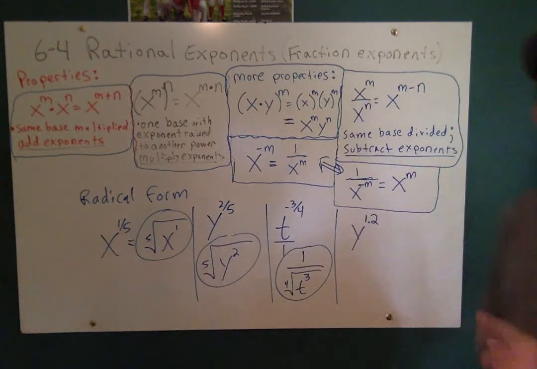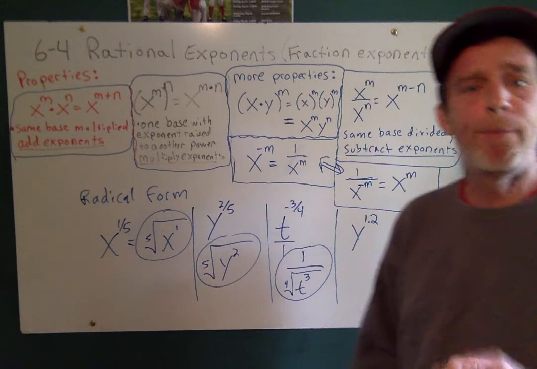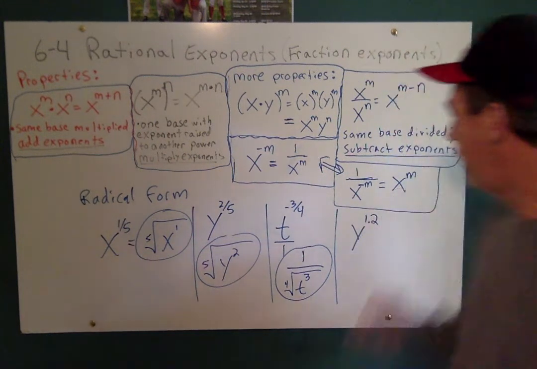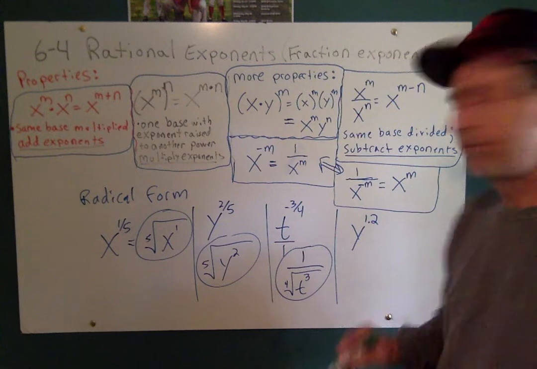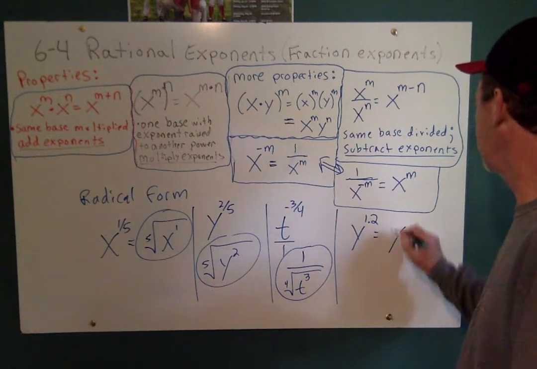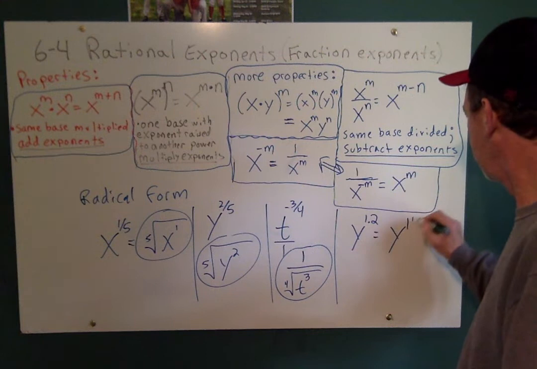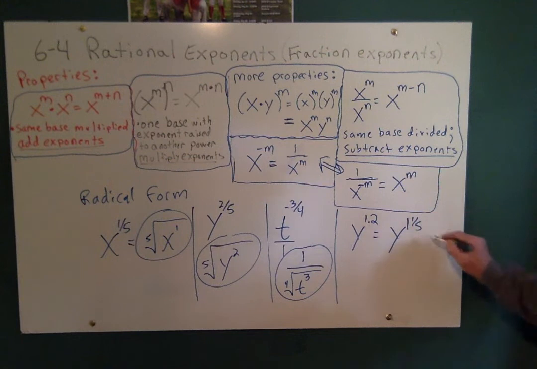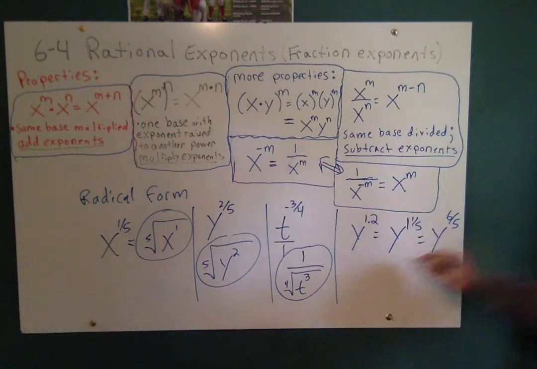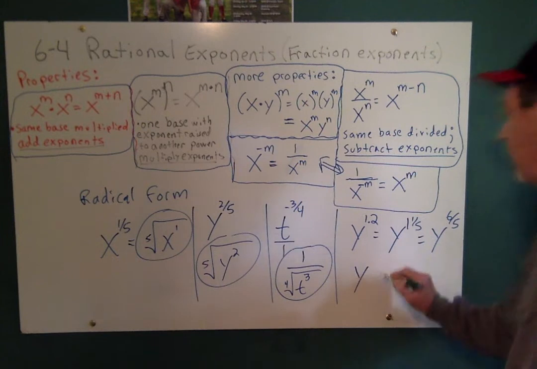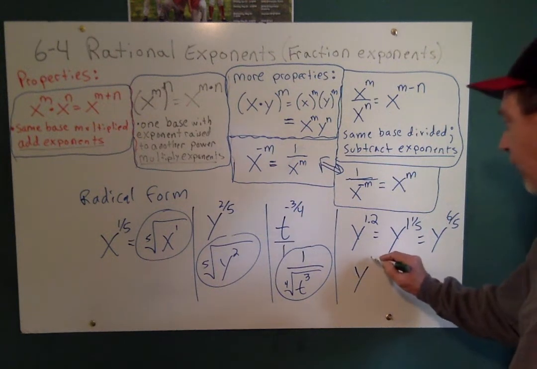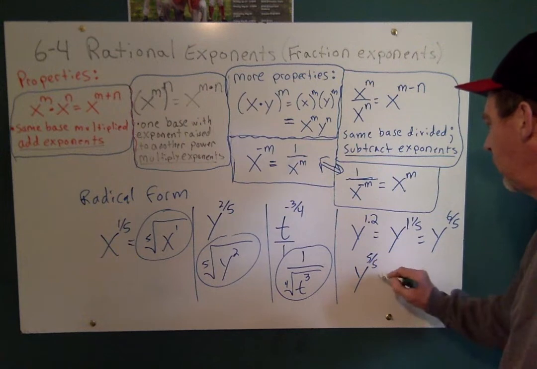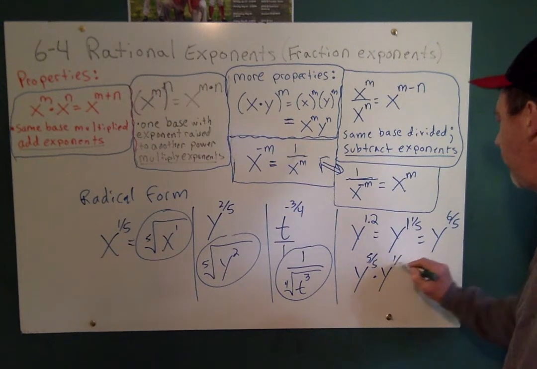And then here, you just need to know what 1.2 is. 0.2 is 1/5. So this, essentially, is 1 1/5. Now, 1 1/5, of course, we multiply. 5 plus 1 is 6. That's equal to y to the 6/5. So in radical form, now, of course, we could break this up as y to the first, y to the 5/5, times y to the 1/5.